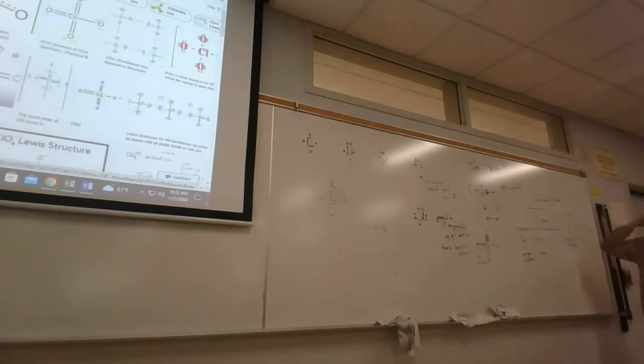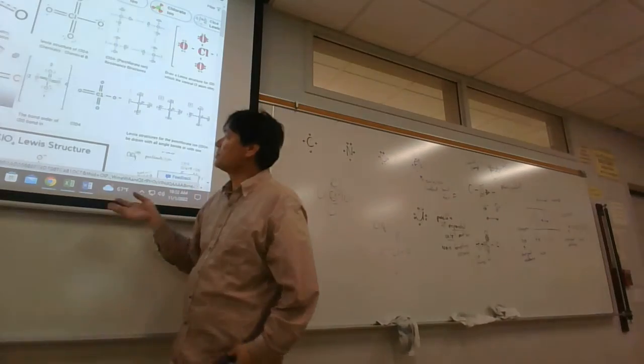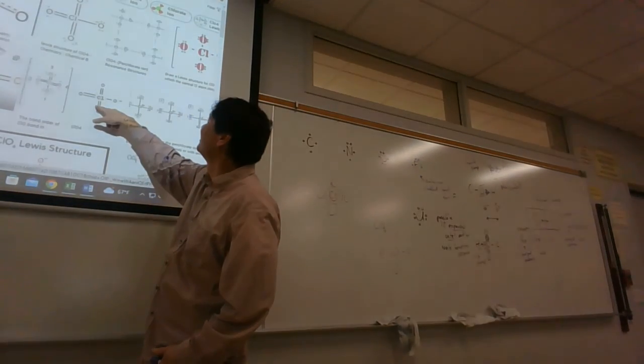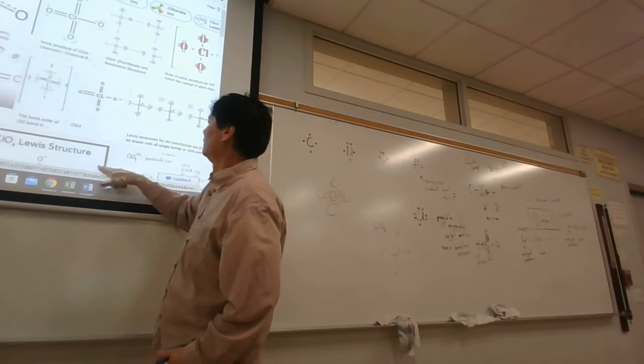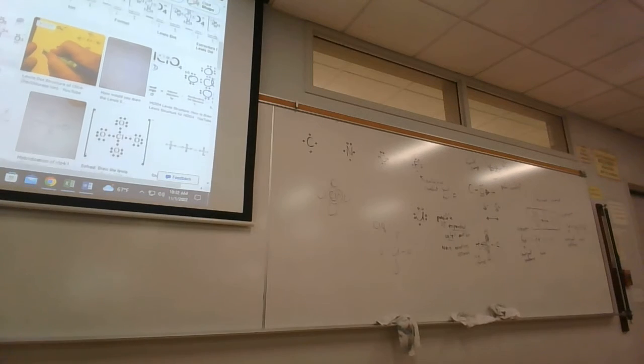So here are some examples of different structures. And you'll see that there's going to be different structures with different numbers of double bonds. Like this has 3 double bonds. What else do we have? We see different levels of structure.